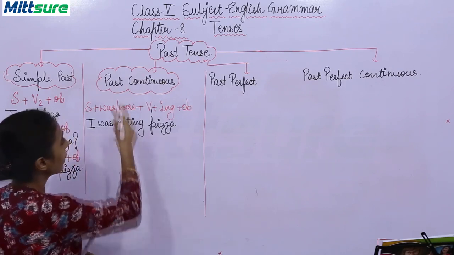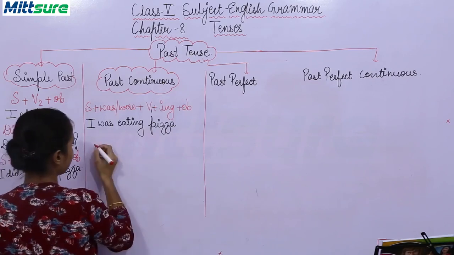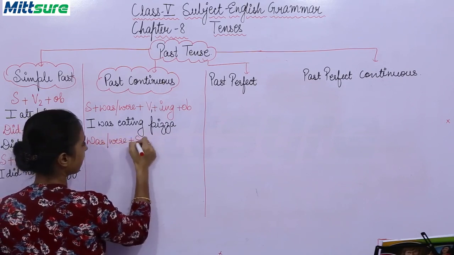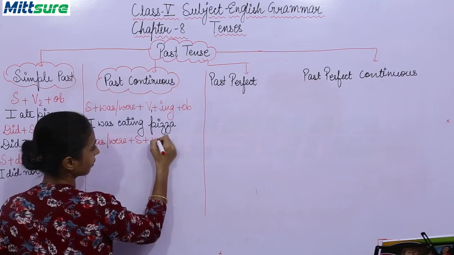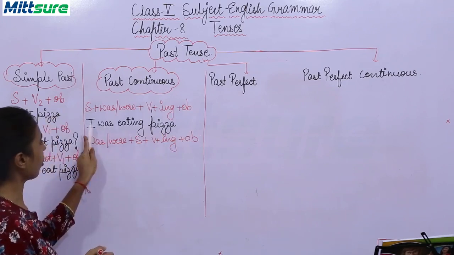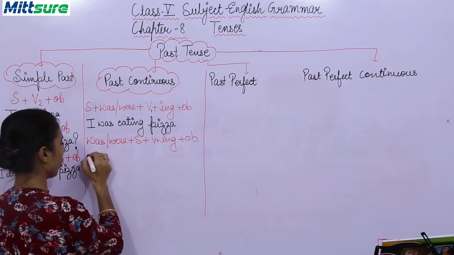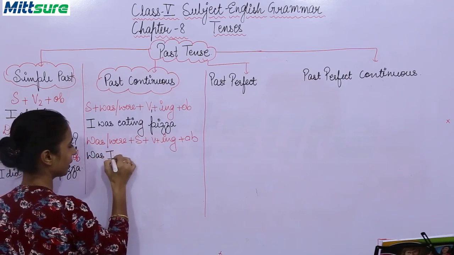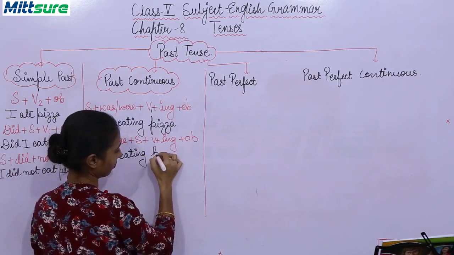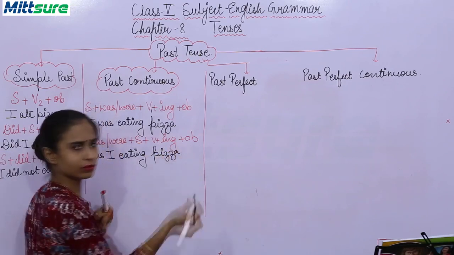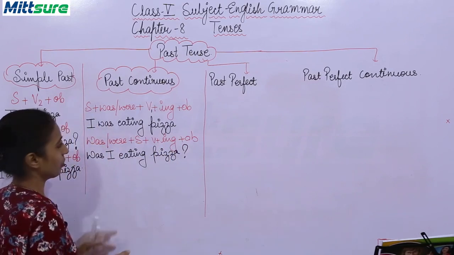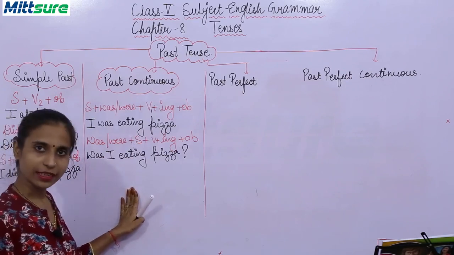Clear? Now, interrogative form of this sentence. Was/were plus subject plus verb plus ing plus object. Very easy. Just change the position of was. Was I eating pizza? I don't know. Maybe you were eating pizza.